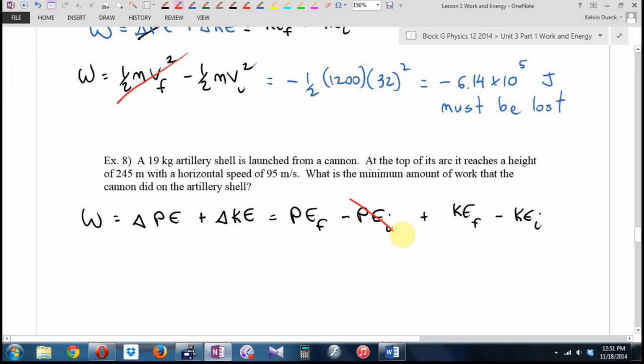What else? Well, the fact that I said minimum, let's assume we started from rest. How much work is required? It's going to be PE final. That's going to be mgh final plus KE final. That's going to be a half mv final squared.